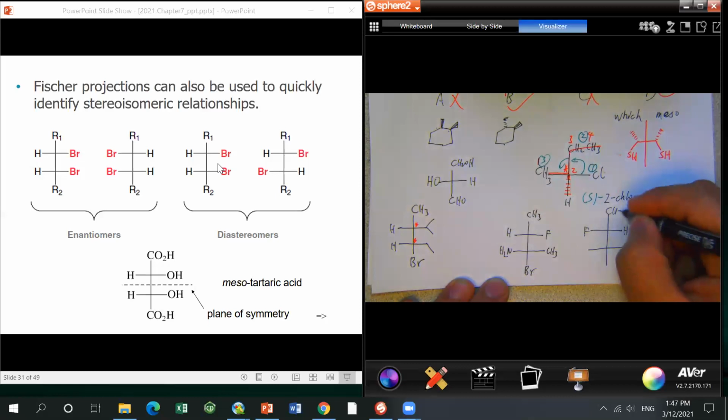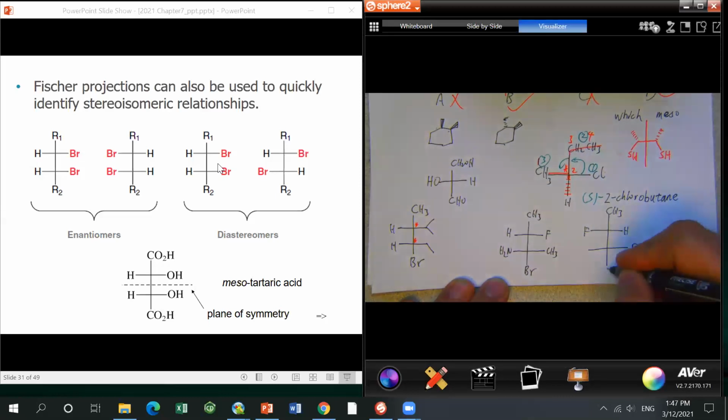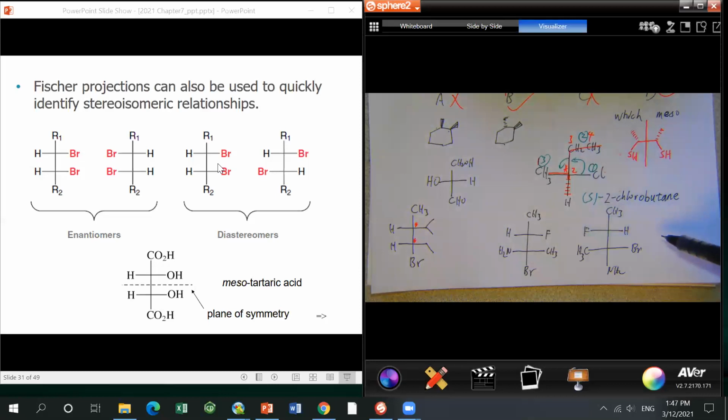All right, so we have the two Fischer projections. The question asks, what's the relationship between these two? Consider isomer, enantiomer, diastereomer, or identical.